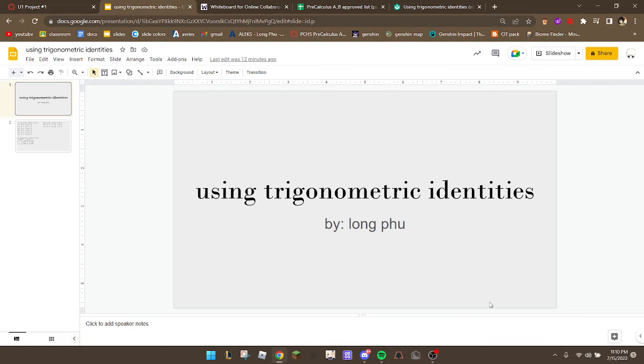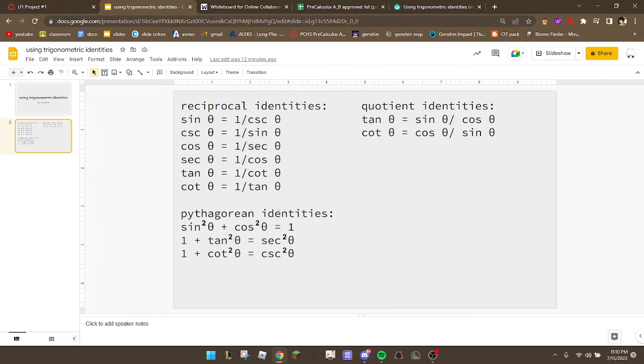Hello, my name is Long Fu, and today I'll be teaching you how to use trigonometric identities. There are many identities, and there are a variety of ways to use them in simplifying expressions.